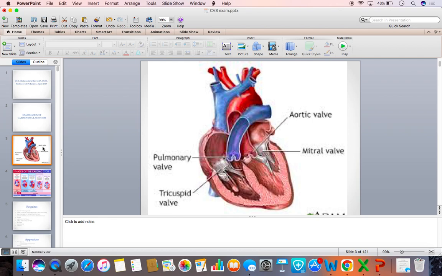The slide displays a section of the heart with two ventricles and two atria, AV valves, tricuspid and mitral, pulmonary and aortic valves, and the great vessels emerging from the ventricles. That is the pulmonary artery from the right ventricle and the aorta from the left ventricle.